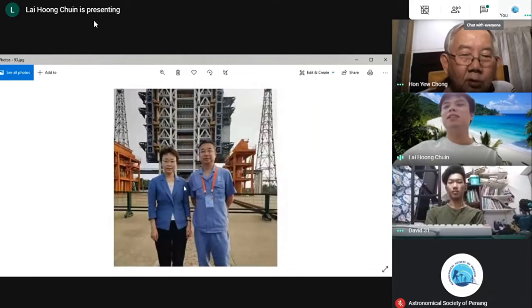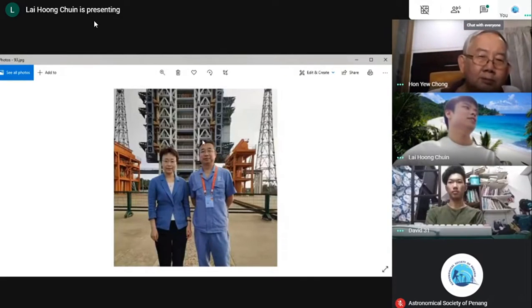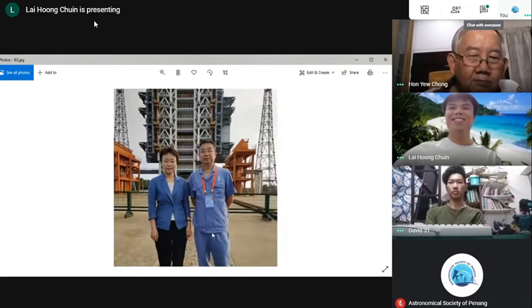He's the chief designer of this Chang'e 5 rocket. He's the chief designer, so a bit fair. But yeah, he put in a lot of effort on this rocket.